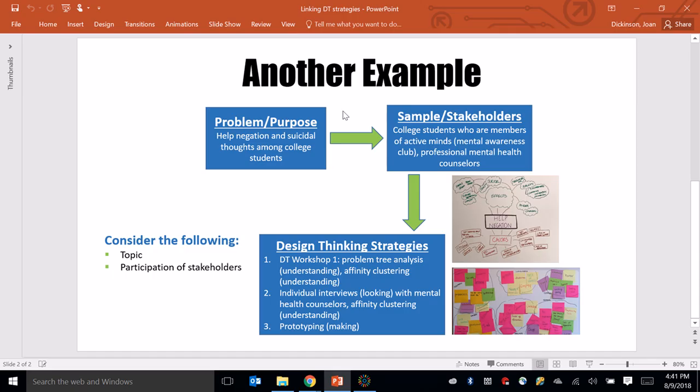And just in closing, remember that when you are selecting design thinking strategies, and when you're looking at who should participate in your study, always go back to that purpose statement. That purpose statement is really important because it dictates so many factors in the research study.